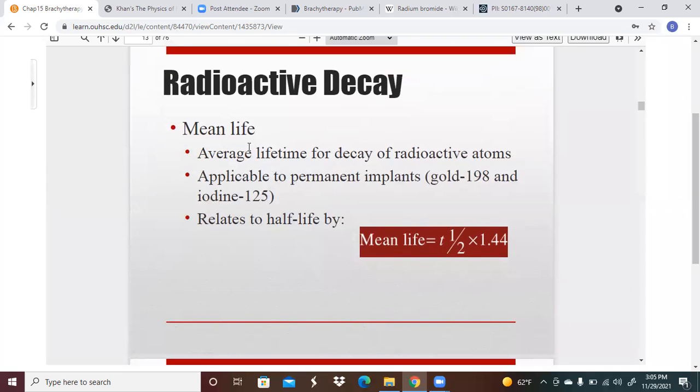The mean life, the average lifetime for decay of radioactive atoms, is what this is referring to. It's applicable to permanent implants and gold-198, iodine-125. And this is how it's related to the half-life. So basically you take the half-life, multiply it by 1.44, and you get the average life.